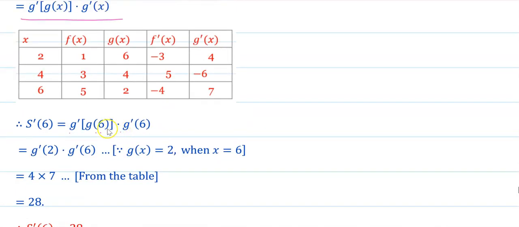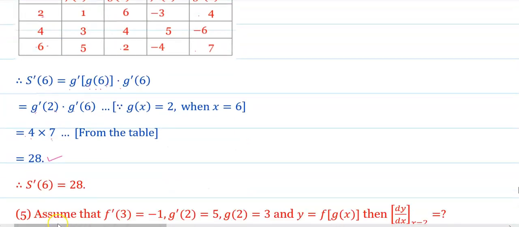Now substitute the value. What is g of 6? Now see, we need g of 6. g of 6 is 2. The value of g of 6 is 2. Means what? g dash of 2. Now we need g dash of 2. g dash of 2 is 4. We need g dash of 6 as well. g dash of 6 is 7. Therefore 4 into 7 is equal to 28. Okay. Now the next.